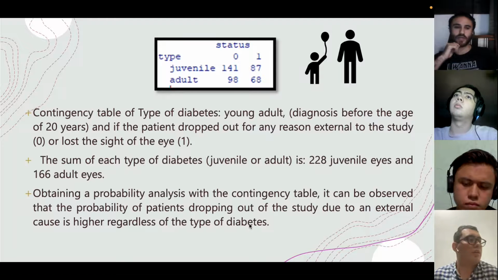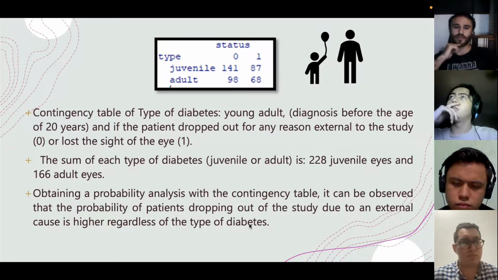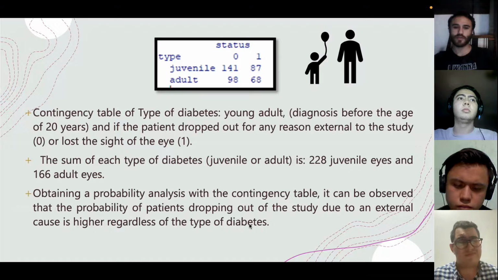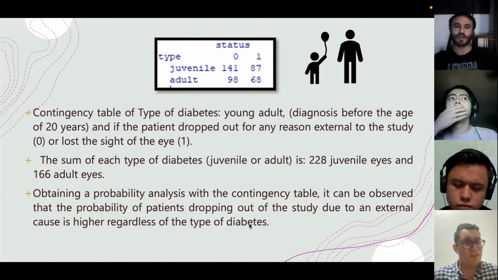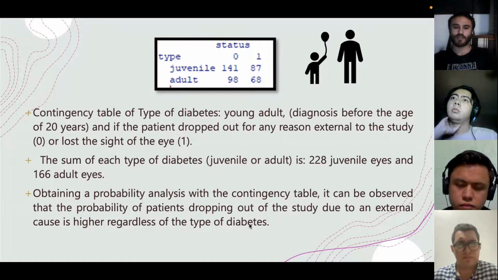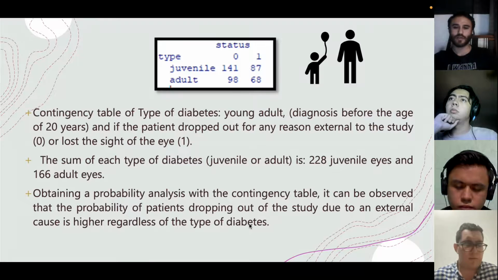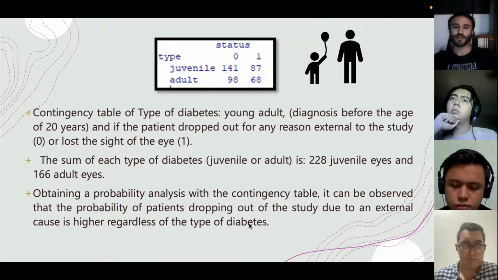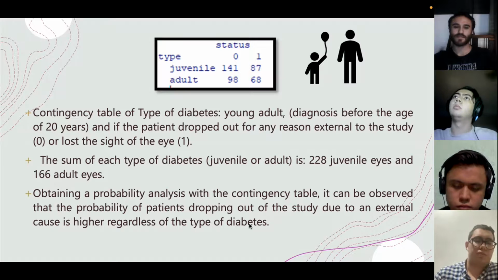Here we can see a contingency table of the type of diabetes, where the variables are young and adult, the diagnosis before the age of 20 years, and the status, where if the patient dropped out for any reason external to the study, it is counted as 0, or lost the sight of the eye as 1. The sum of each type of diabetes, juvenile and adult, is 228 juvenile eyes and 166 adult eyes. Obtaining a probability analysis with the contingency table, it can be observed that the probability of patients dropping out of the study due to an external cause is higher regardless of the type of diabetes.